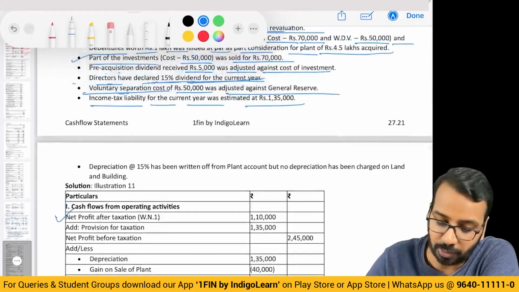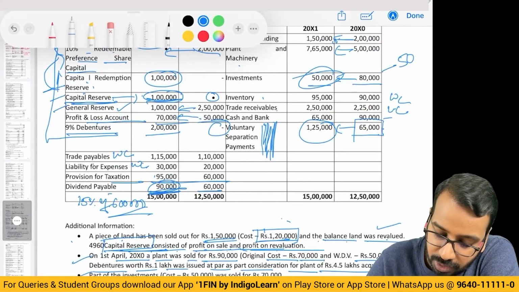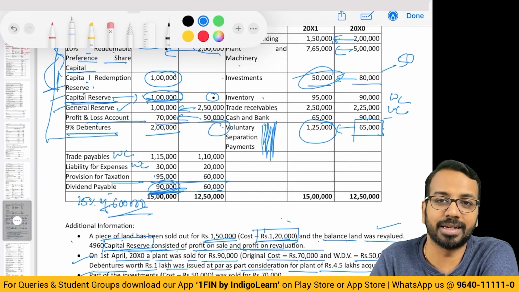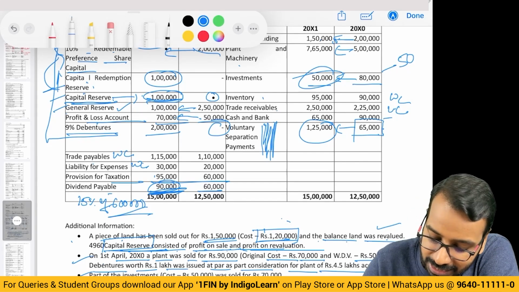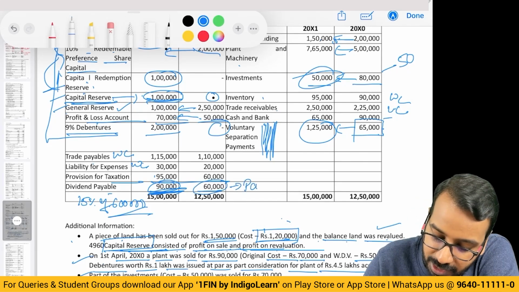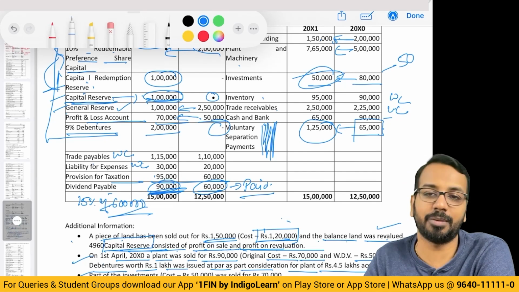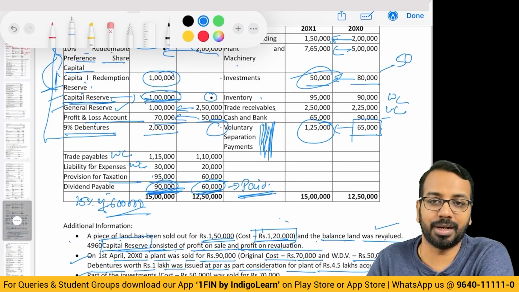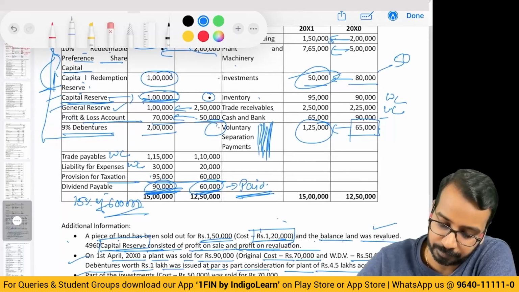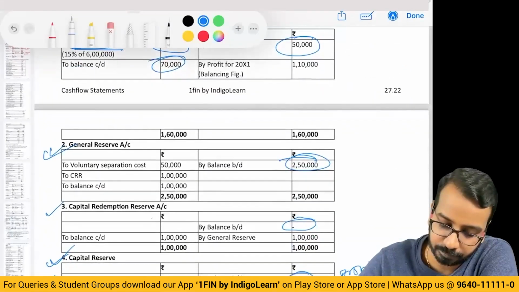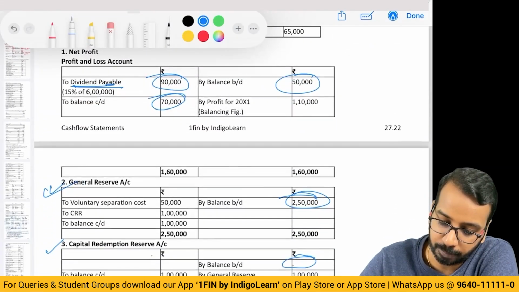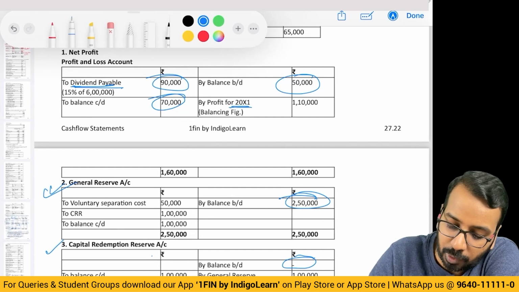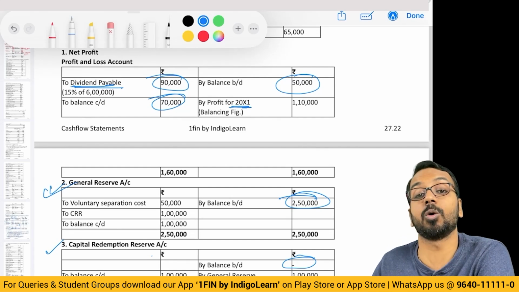Now one more thing you need to understand is this 90,000 of dividend payable is from the current year. What it also means is this 60,000 has been paid during the current period, right? Then, don't directly calculate profit here till the time you close the other ledgers.